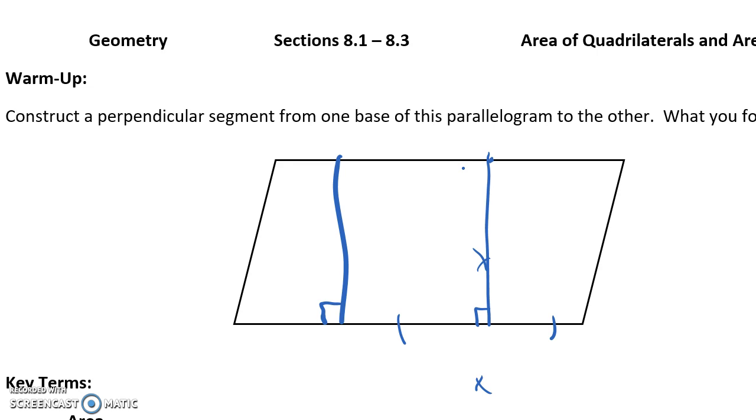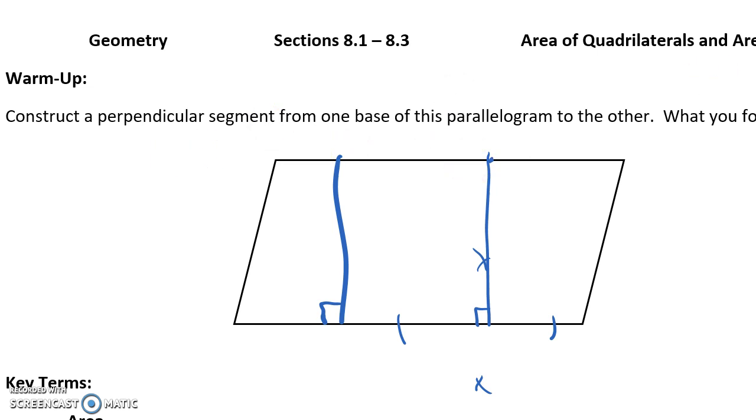So what did you find? You found the height of this parallelogram, okay? Or in other words, the altitude. So this is going to be important when we look into our different area formulas and shapes today.